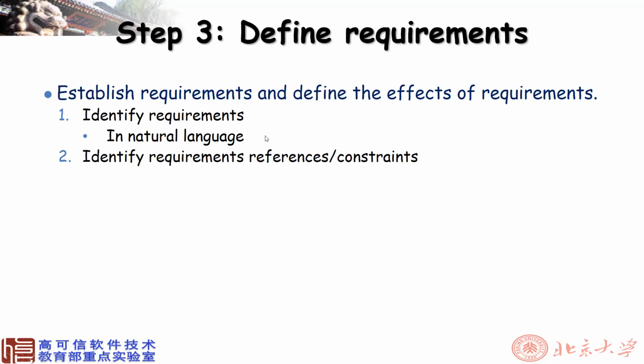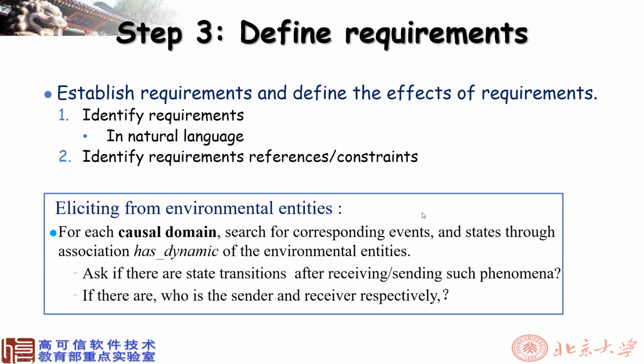The third step is to define the requirements. First you identify the requirements. They can be written in natural language, but the most important thing is to identify the requirement references and the constraints. For each causal entity, we can find its states and events, and the association has dynamics, to find which state you want it to be in and what phenomena you should receive or send. This could be obtained from the environment ontology.